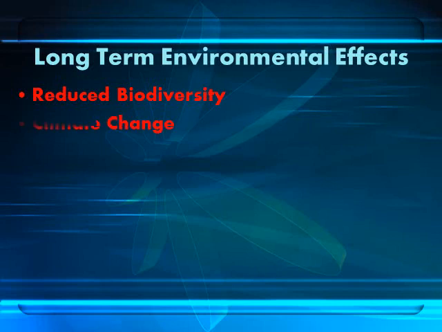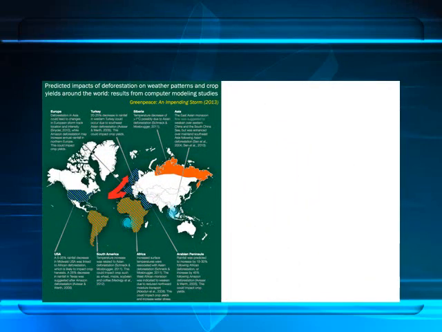The second long-term environmental effect is climate change that we discussed already. In the beginning, it will be a short-term effect, but continuous deforestation will lead to permanent climate change. Here is a diagram which is predicting the impacts of deforestation on weather patterns and crop yields around the world. You can see how climate change can affect the whole world in the future.